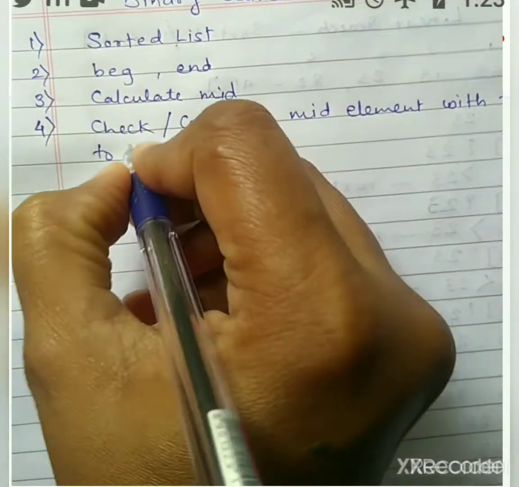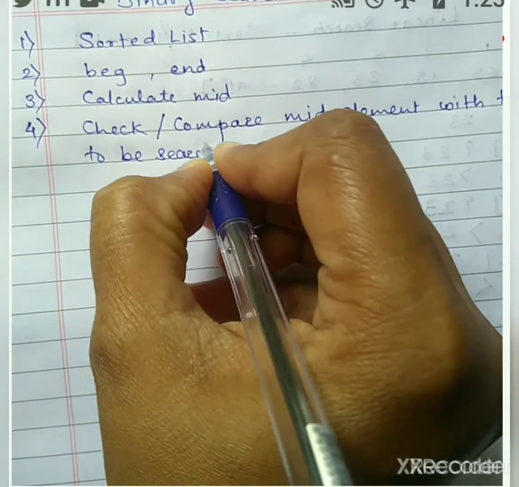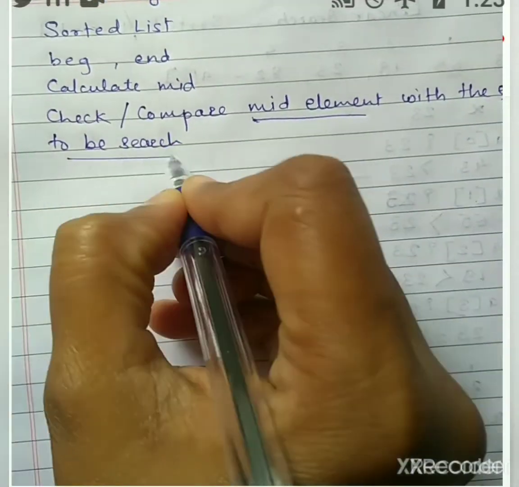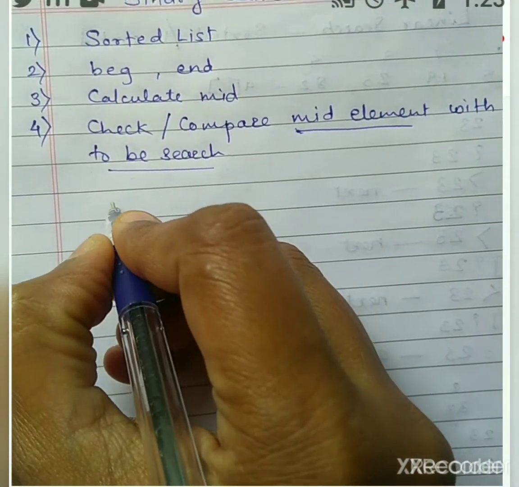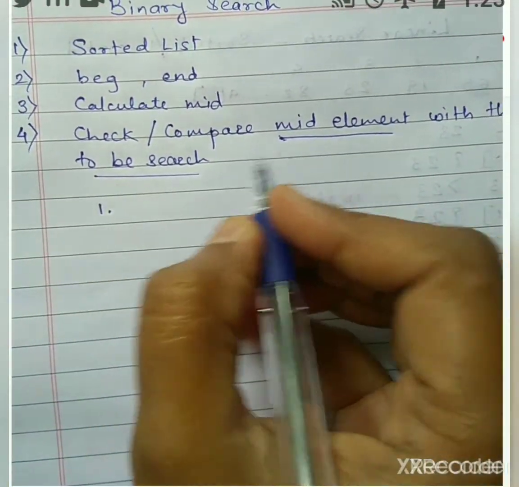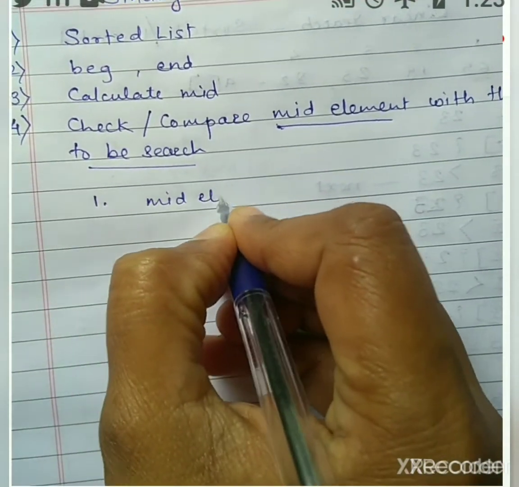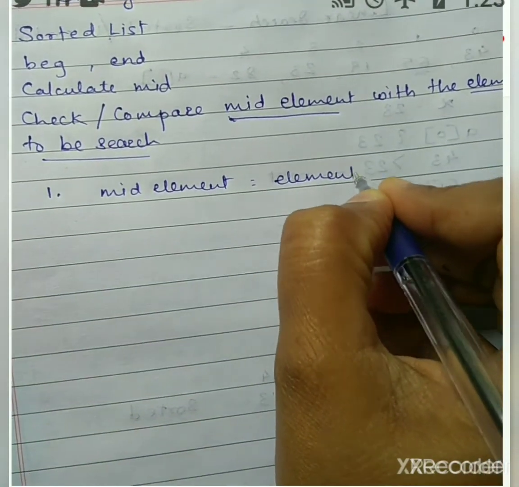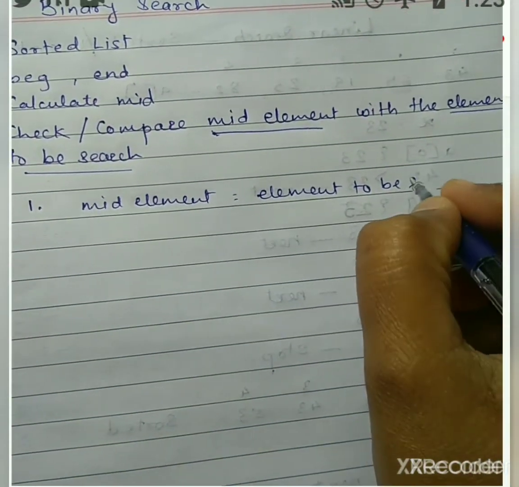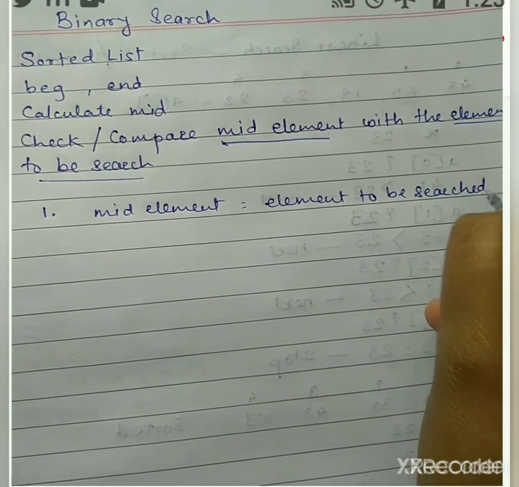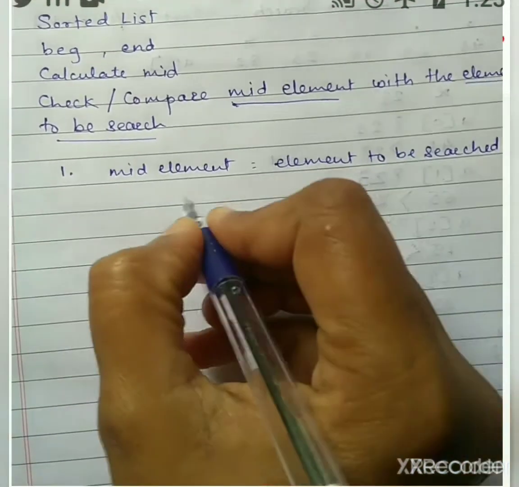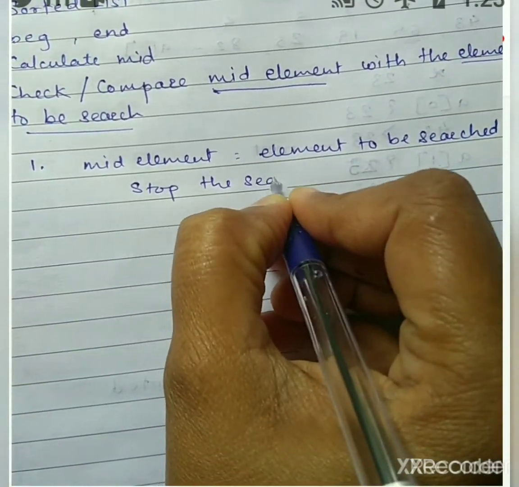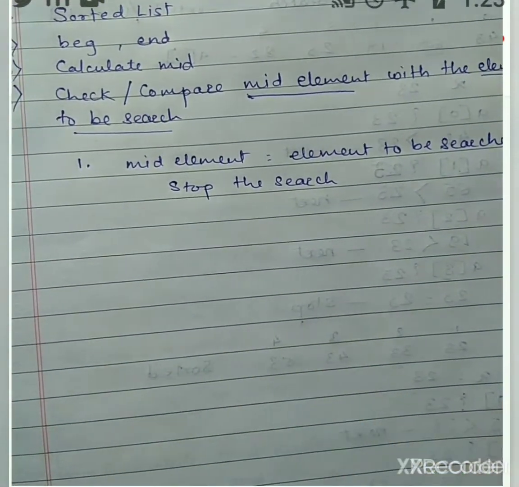When we compare the mid element with the element to be searched, there are three possibilities. First is that the mid element may be equal to the element to be searched. We are searching for the element and we found that element at the mid. So here what we have to do is stop the search. If we found the element at the mid position, we have to directly stop the search.